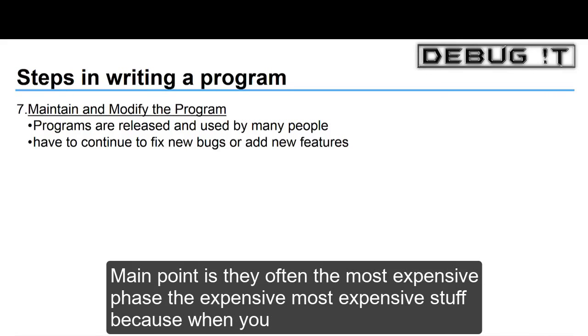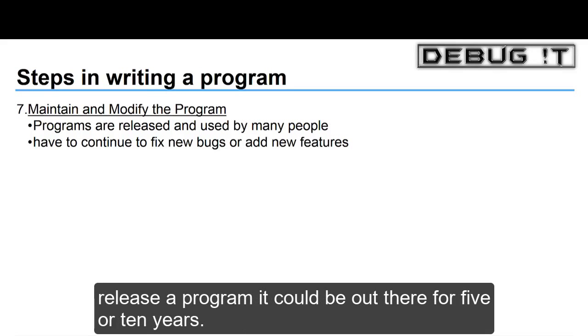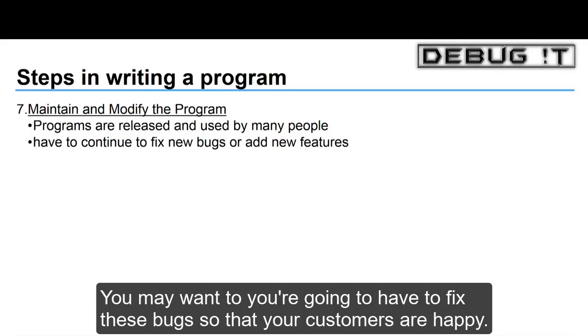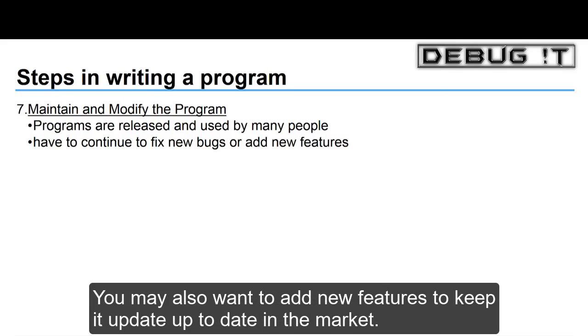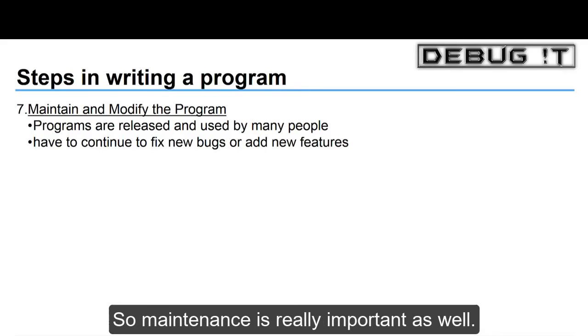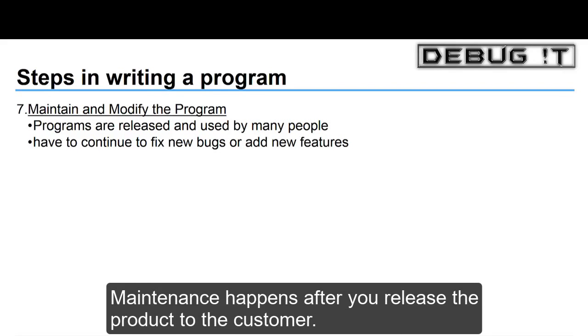Maintenance is often the most expensive phase, the most expensive step, because when you release a program, it could be out there for 5 or 10 years. You're going to have to fix these bugs so that your customers are happy. You may also want to add new features to keep it up to date in the market. So maintenance is really important as well. Maintenance happens after you release the product to the customer.